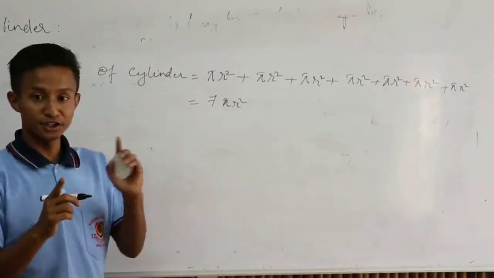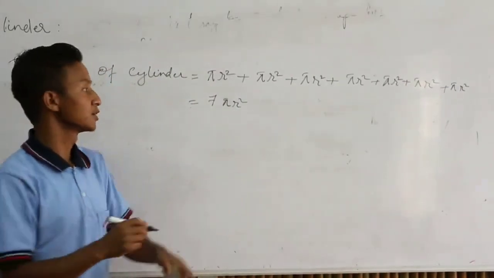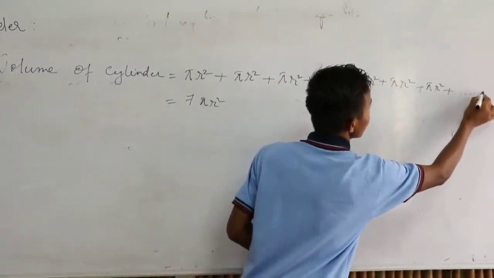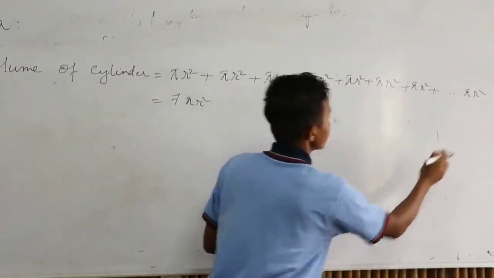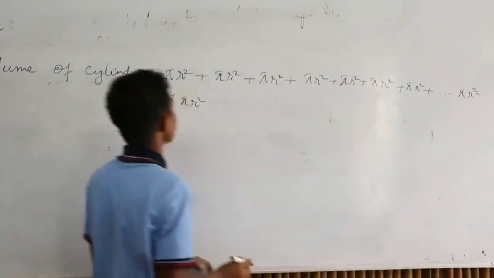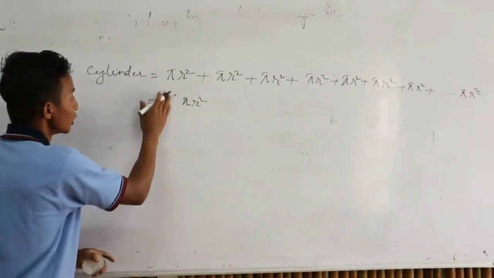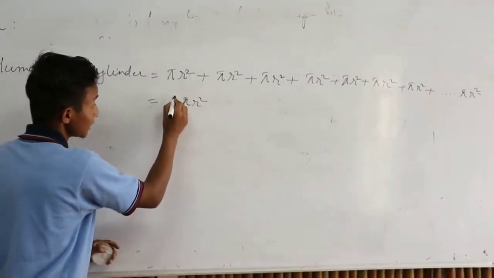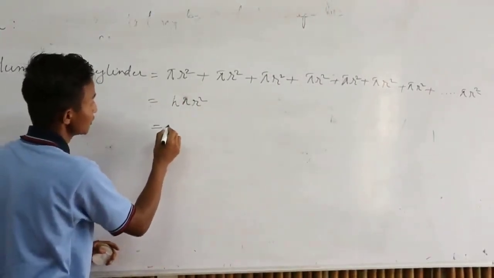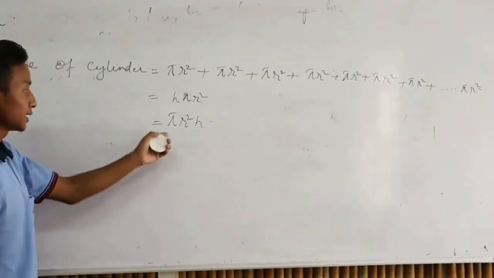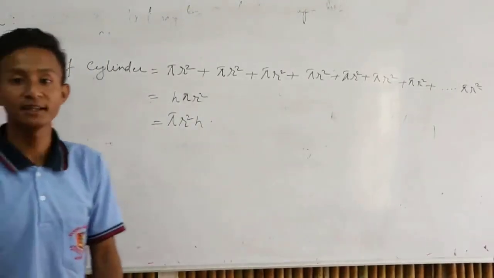But we want to talk in general. There are h number of them. So add them up to get h times pi r squared, right? There are h number of them. Add this quantity, you will get volume equal to pi r squared h. This is the volume of a cylinder.